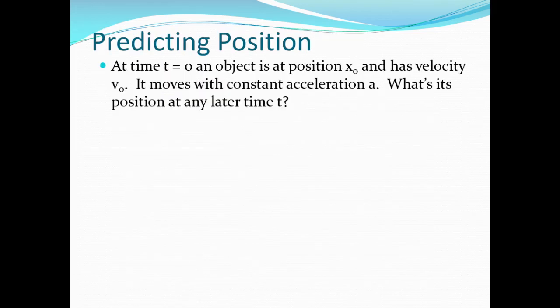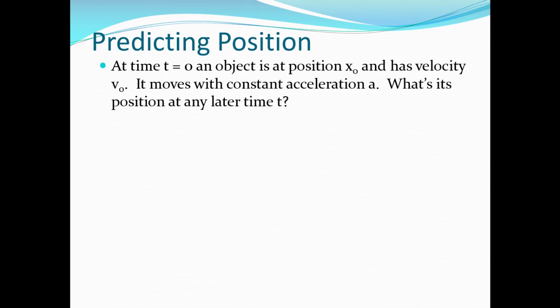So let's do a problem here. Let's say at time t equals 0, an object is at position x naught, its initial position, and has a velocity of v naught, its initial velocity. Let's say it moves with constant uniform acceleration. What is its position at any later time t?